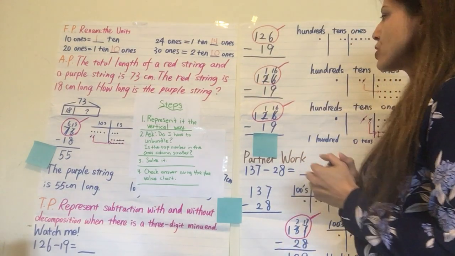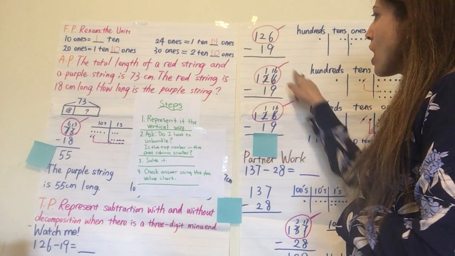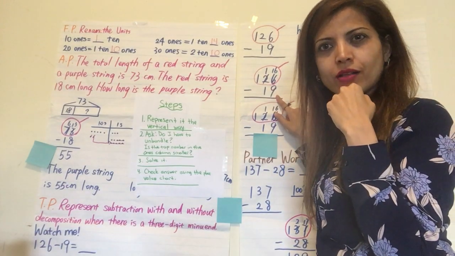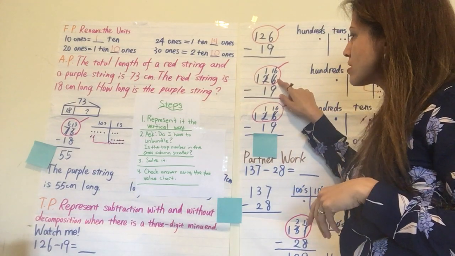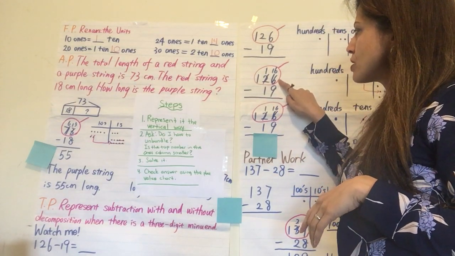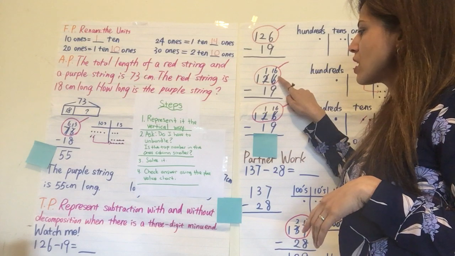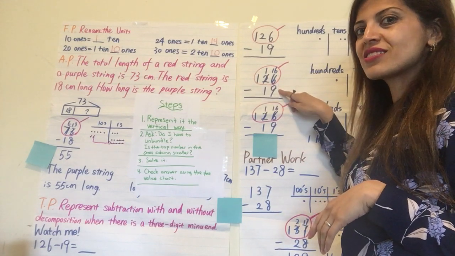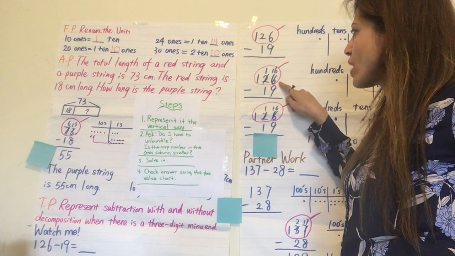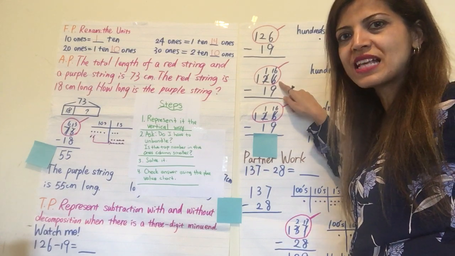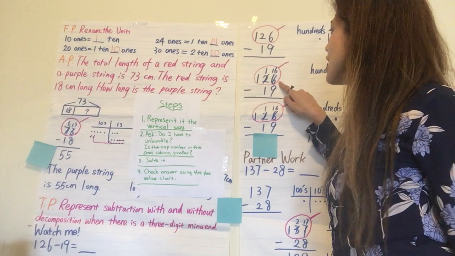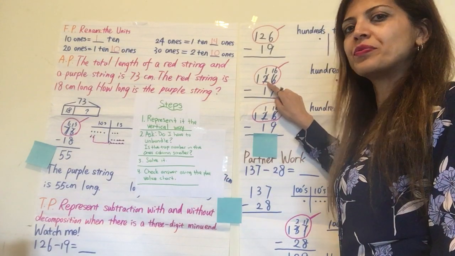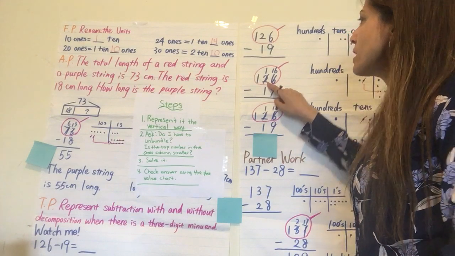So what do I have to do? I have to ask myself, let me look at the ones column, okay? Is the 6 ones smaller than the 9 here? Yes. Right, the 9 ones. Yes, I don't have enough. I cannot take away 9 ones from 6 ones. That's not going to happen, right? So I'm going to have to unbundle that 2 tens in the tens column, okay? So when I unbundle it, right?